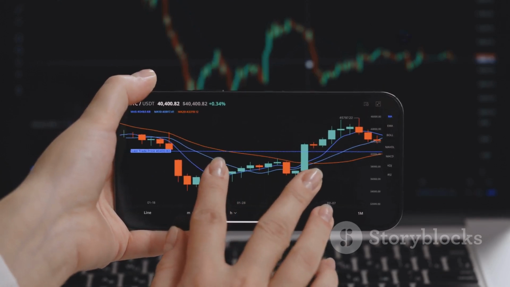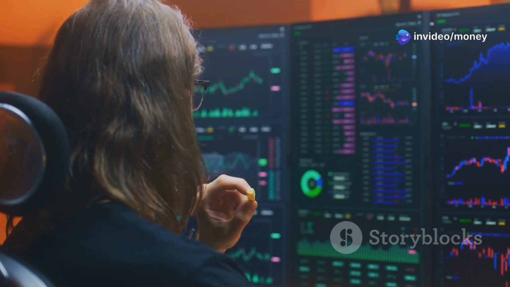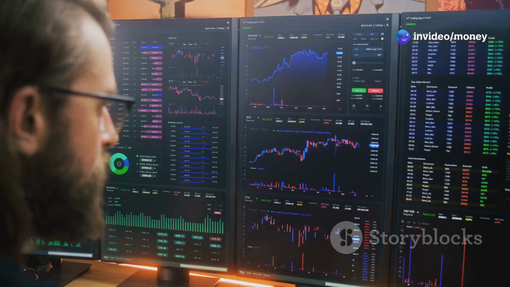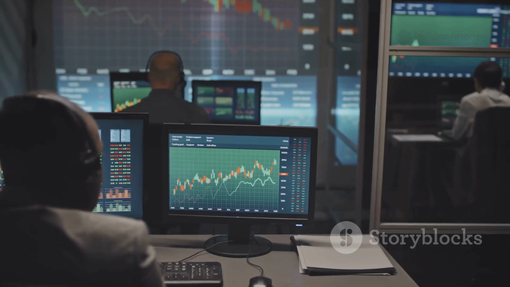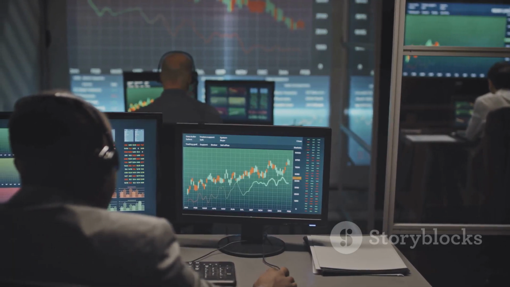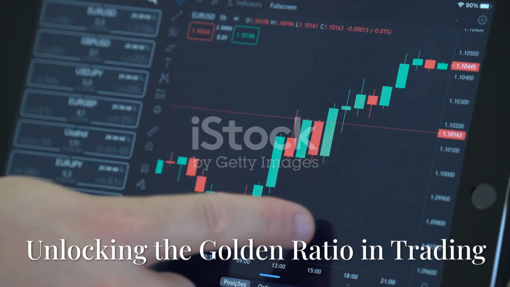It's all about reading the price action around these levels and making smart decisions based on the signals the market is giving you. But here's the thing. Pivot points aren't foolproof. No indicator is. They're just one tool in your trading arsenal. You've got to use them in conjunction with other indicators and your own analysis to get the full picture.